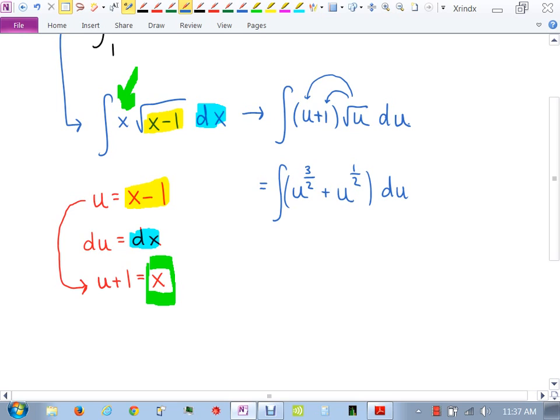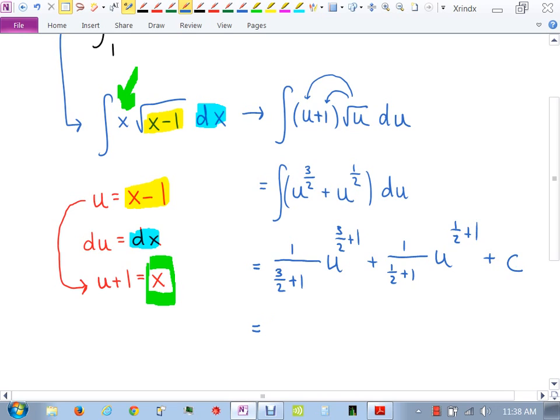Is everyone okay with the fact that square root of u is u to the 1/2? And I distribute those through and the exponents add? Okay. And what's good about that? Just split it into two and use power rule on each one. So this is going to turn into 1 over n plus 1 u to the n plus 1, plus the other one is 1 over n plus 1 u to the n plus 1 again, and then plus a constant. So I did both of them, power rule on both.